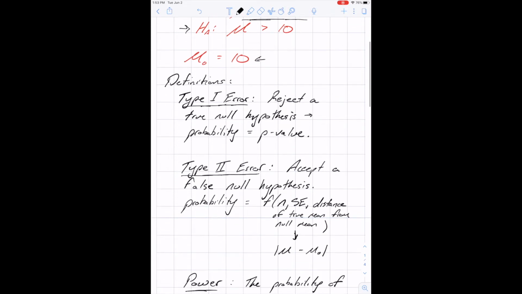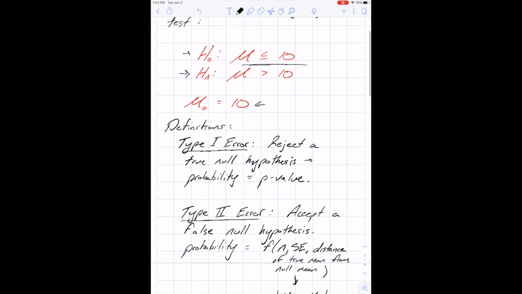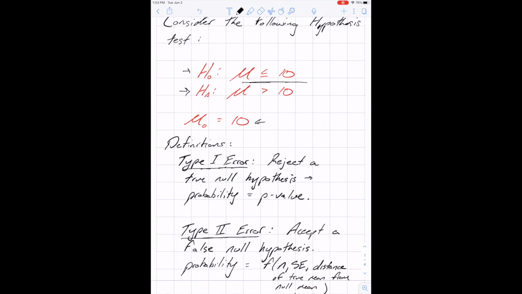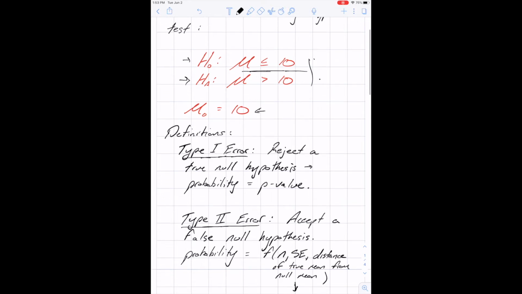And so now let's go over these definitions real quickly. So it's always possible to get the wrong answer when we do a hypothesis test. Only one of these two hypotheses can be correct. They cannot both be correct at the same time. So a type 1 error would be if we rejected a true null hypothesis. So that would be an error because we don't want to reject something that's true.